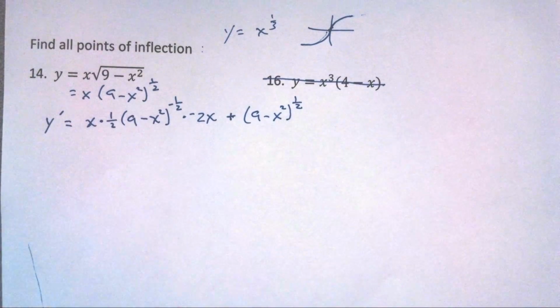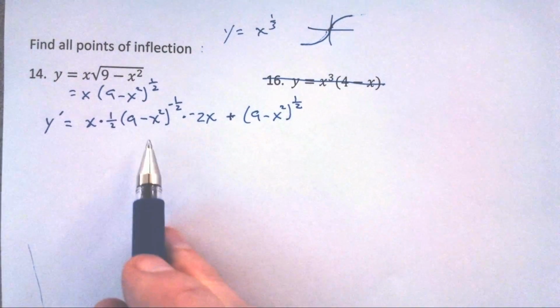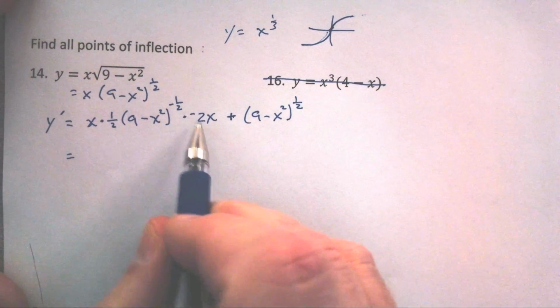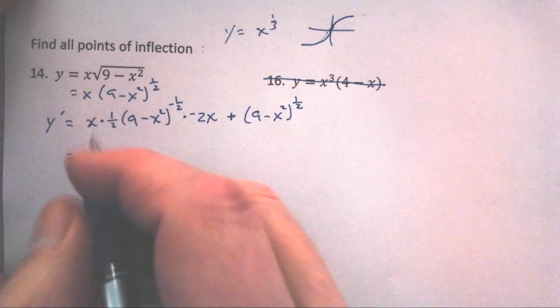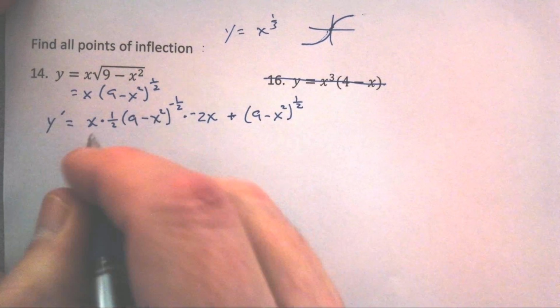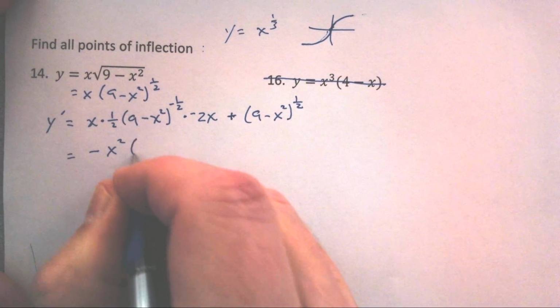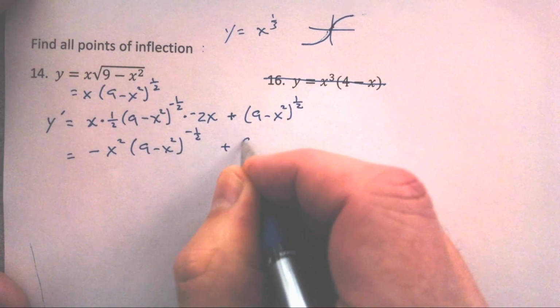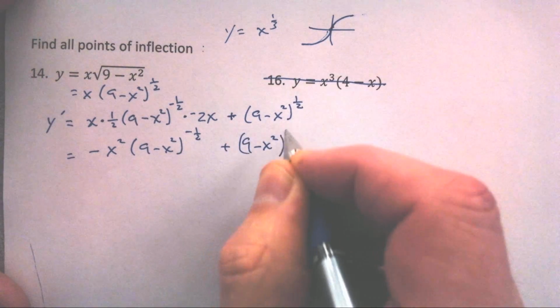And at this point, I'm going to simplify this, and then I might do something different than what you would expect here. When I simplify this first term, the 2's cancel, the negative lives, and I've got an x squared times 9 minus x squared to the negative 1/2, plus 9 minus x squared to the 1/2.